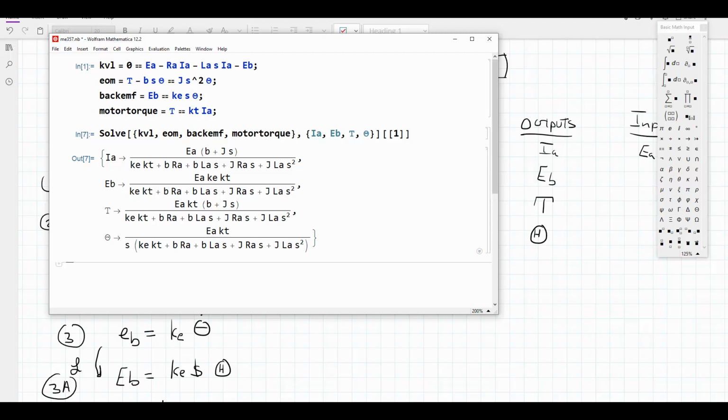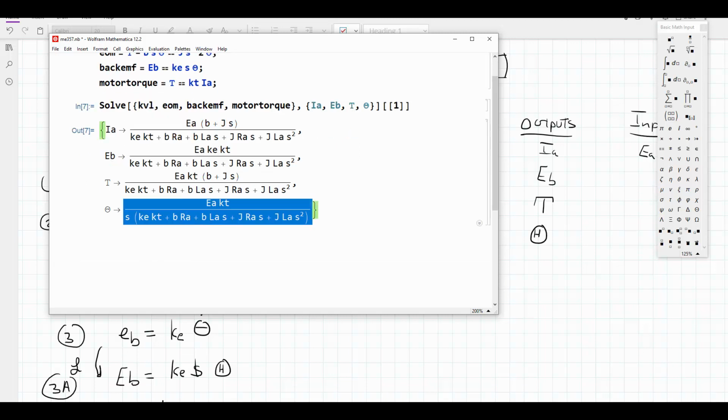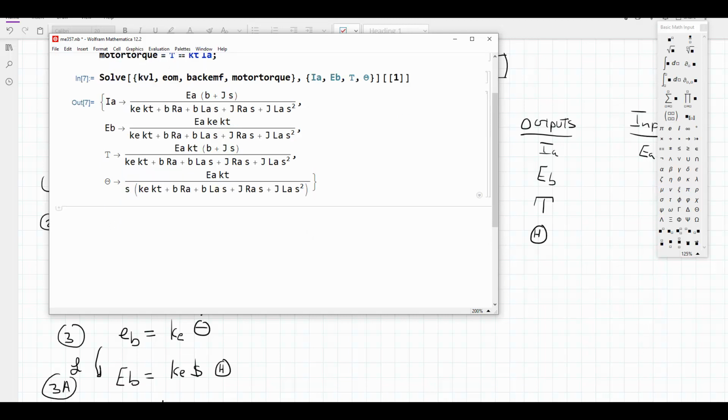So remember, the first transfer function we want is that theta over EA. So I can go down here to this 4th one, and that will be my transfer function. I'll just call it TF1. It's the first transfer function I'm interested in. TF1 is going to be theta over EA, so I effectively divide through both sides by EA, and I get this transfer function.